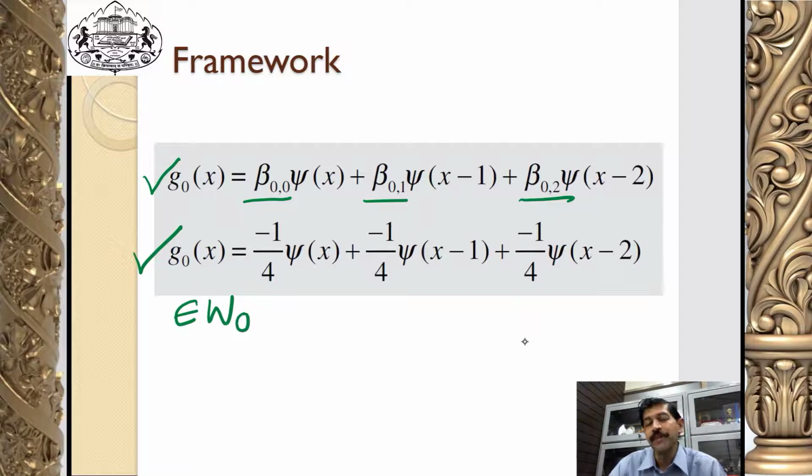Now using the same color, which is green, we will go back to our original function and superimpose this projection of G0 in W0 on top of our signal.